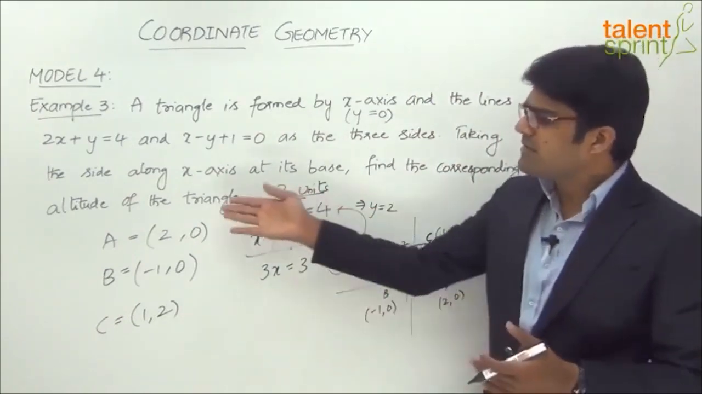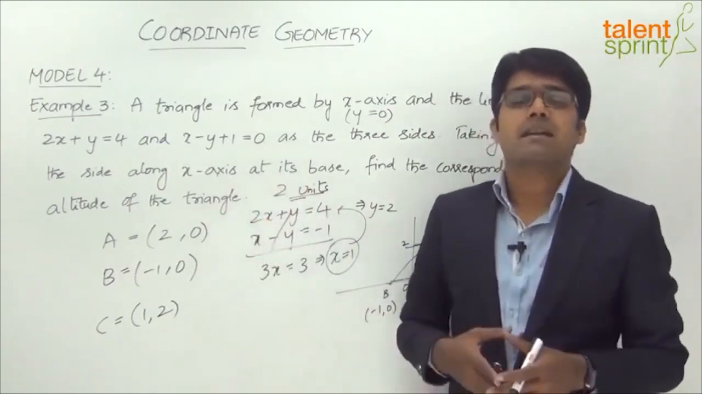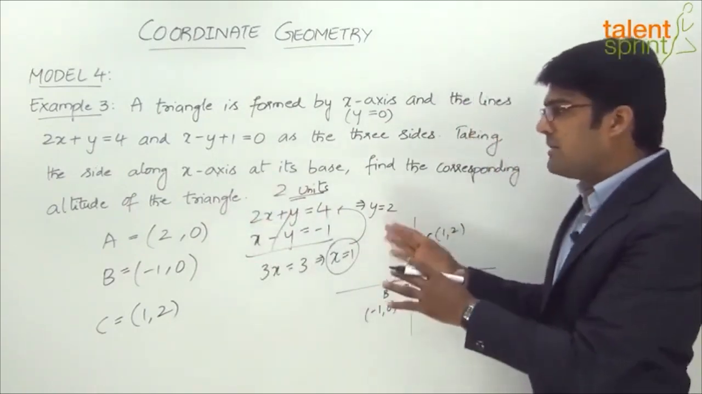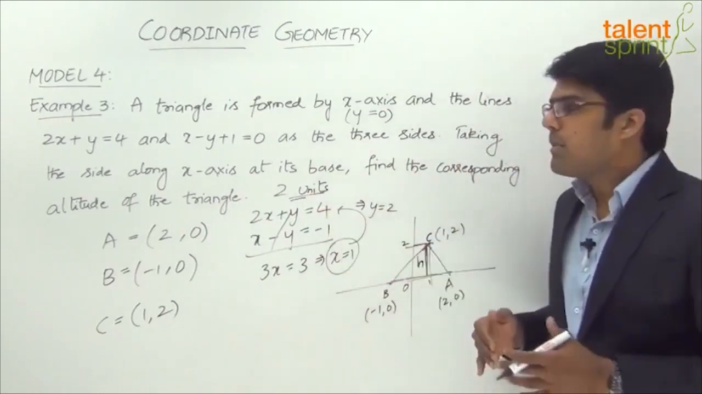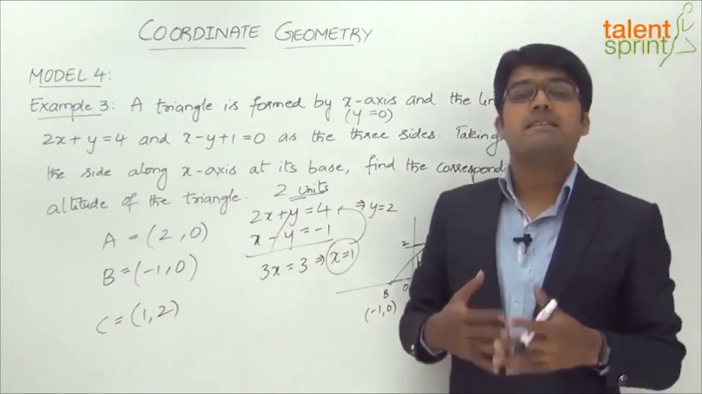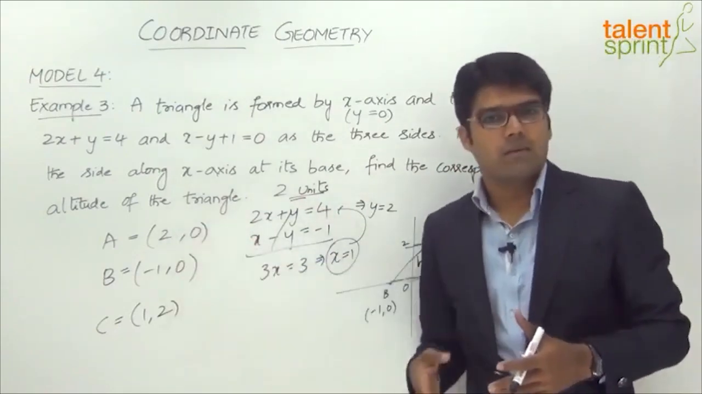And now, with the help of same 3 vertices, let's see what is the circumcenter of the triangle. The question has already been solved. Answer is 2 units. That is, the corresponding altitude of the triangle is 2 units. But we are just trying to understand how do we get the circumcenter of the triangle when the 3 vertices are given, right?